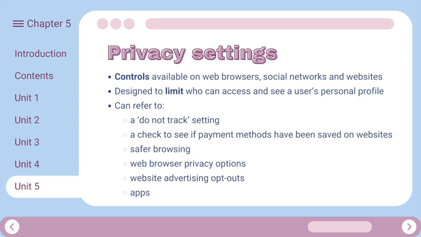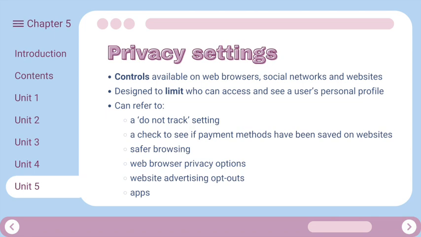Second, a check to see if payment methods have been saved on websites. This is a useful safety feature which prevents the need to type in payment details again, since every time you type in financial details, there will be a risk of data interception. Third, safer browsing. An alert is given when the browser encounters a potentially dangerous website. The undesirable website will be in a blacklist stored on a user's computer.